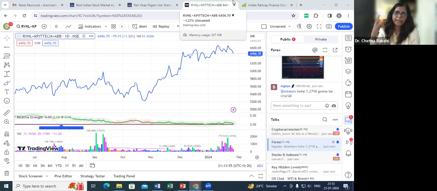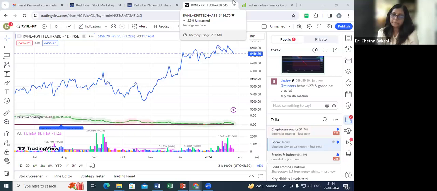Momentum trading, flags and ascending triangles we see, and this relative strength indicator is a very good indicator which I think most of us are using, and it really helps.